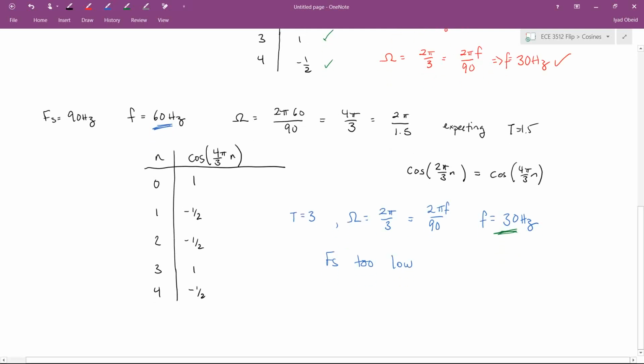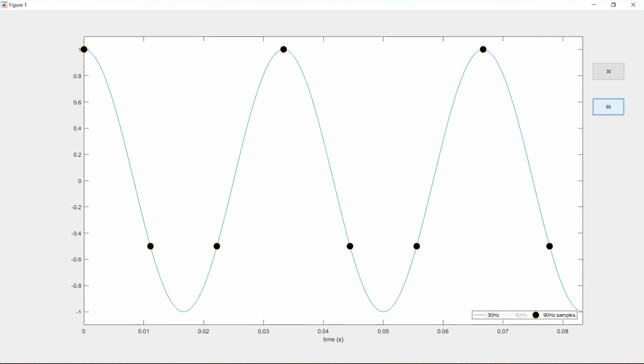Now let's plot this and see if we can determine exactly what happened. What you're looking at here is the 30 Hertz cosine, and I'm sampling it at 90 Hertz. So if the cosine itself has a frequency of 30 Hertz, and I sample it at 90 Hertz, 3 times that, I should expect 3 samples per period, and that's exactly what I observe. I get 1, 2, 3, and then the next cycle has 1, 2, 3, and so on. So that all makes sense.